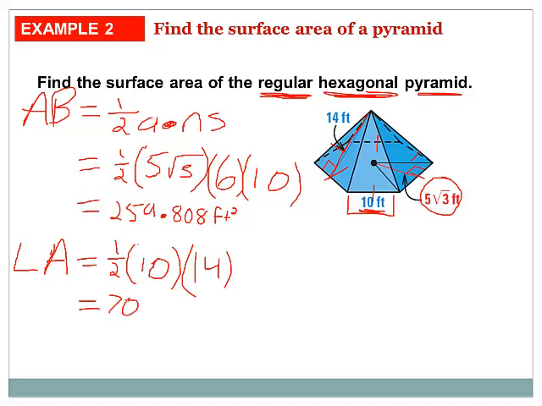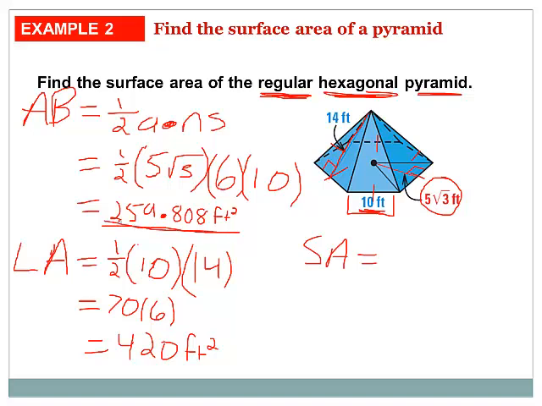But that's not all of our area, because we have 6 lateral faces. So we need to multiply 70 by 6. And that's going to give us 420 feet squared. And we're not done, because remember, we're looking for the surface area. So to find the surface area, I would add up the area of my base. I take the area of my base and I'd add it to the area of all my lateral faces.